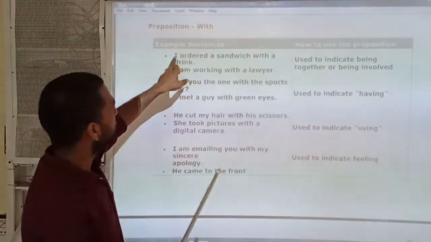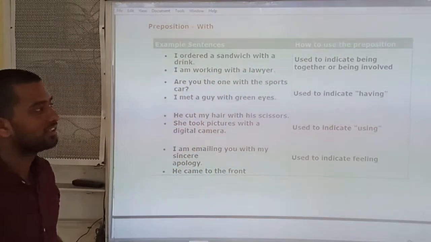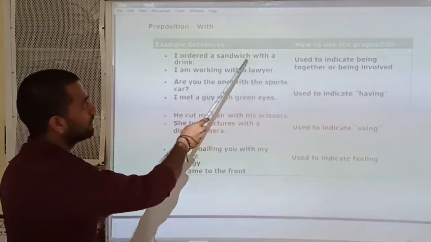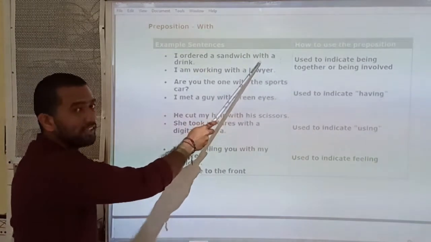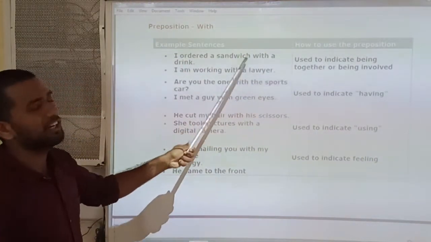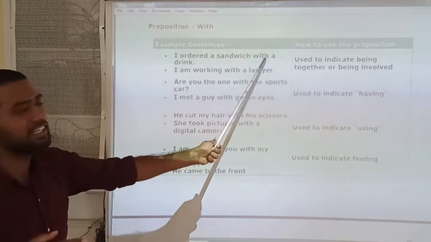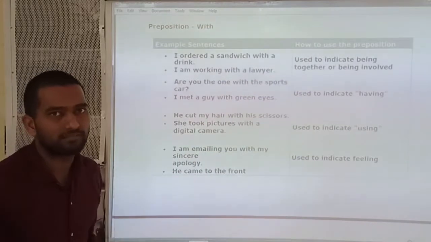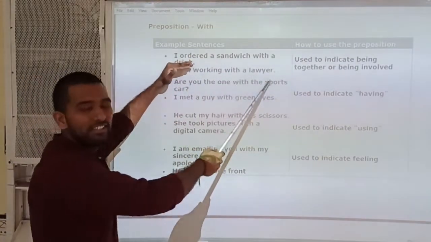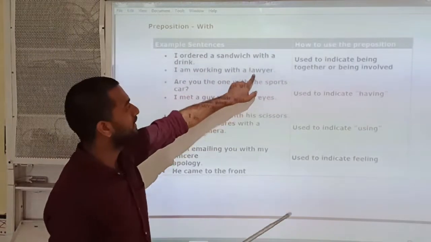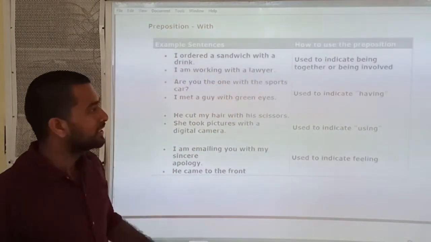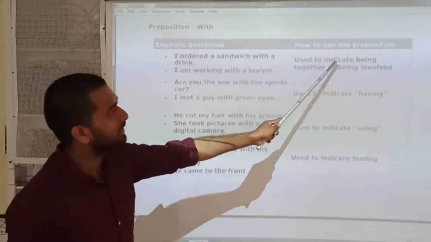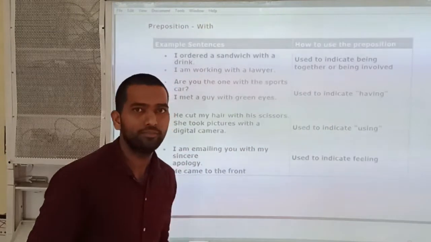So, I ordered a sandwich with a drink. When we are going to mix them together, we use the preposition with. Sandwich with a drink. We cannot say "sandwich for a drink" or "sandwich in a drink." That is wrong. Next, I am working with a lawyer. It means the lawyer is involved with me. If these types of sentences are there, we use the preposition with, to indicate being together or being involved.